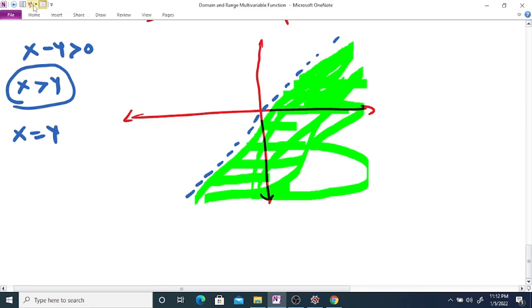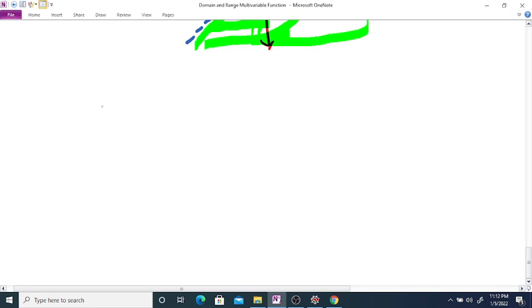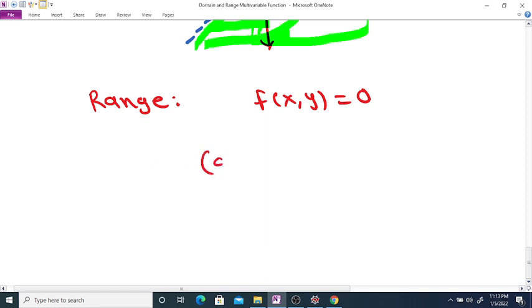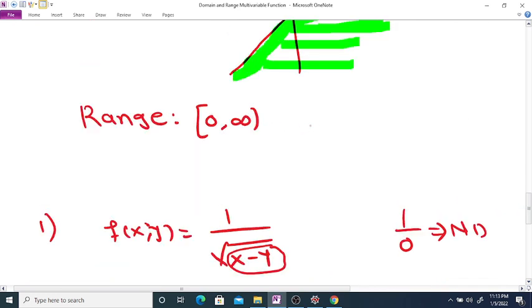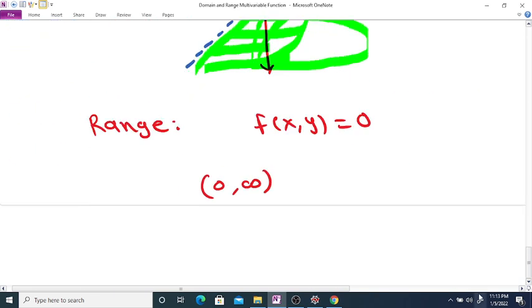Again, what is the range here? You cannot find an (x, y) pair such that f(x, y) is equal to 0. Such a pair does not exist. So the range is the open interval 0 to infinity. In the previous example, the range is the closed interval 0 to infinity, that is 0 less than or equal to f less than infinity. But in this example, the range is 0 less than f less than infinity.